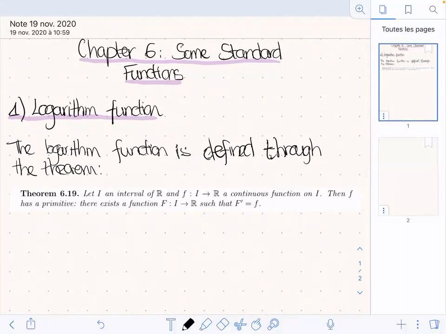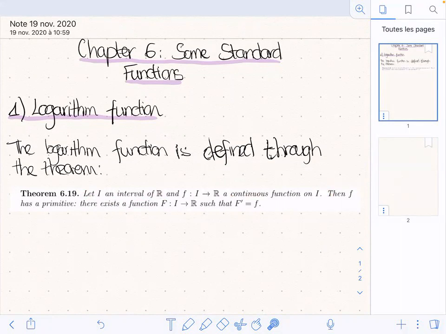So what it tells us is that if you have an interval I of R and you have a continuous function, then you can define a primitive for your function. There exists some function F such that F prime is equal to f. So it's a theorem related to the existence of primitives.